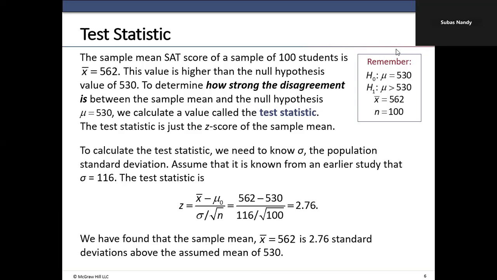And it is not just the population standard deviation, it is the population standard deviation divided by square root of n. You ask me why we are dividing by square root of sample size. Remember, we are dealing with the standard deviation of the sampling distribution of X bar, and the standard deviation of the sampling distribution of X bar is sigma divided by square root of n. Population standard deviation divided by square root of sample size.